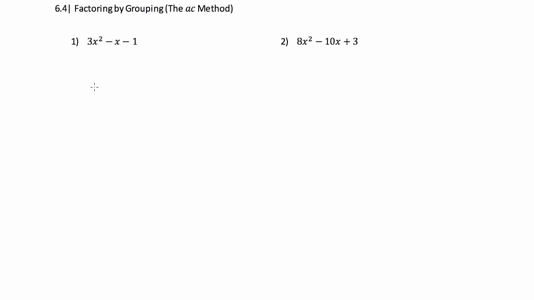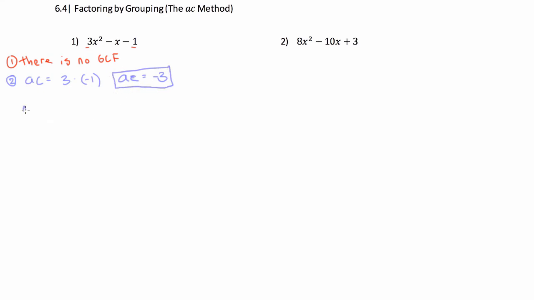Okay, here we are on page 2. We're going to look at a couple more examples. So here, once again, I'm going to look for a GCF. Again, there is no GCF. Now I'm going to find those two numbers AC. So step 2, my AC is 3 times negative 1. So my AC equals negative 3.